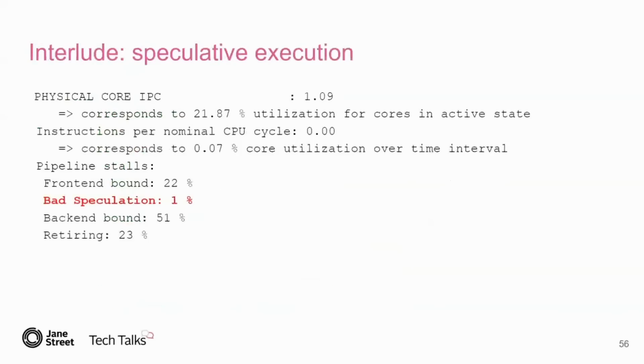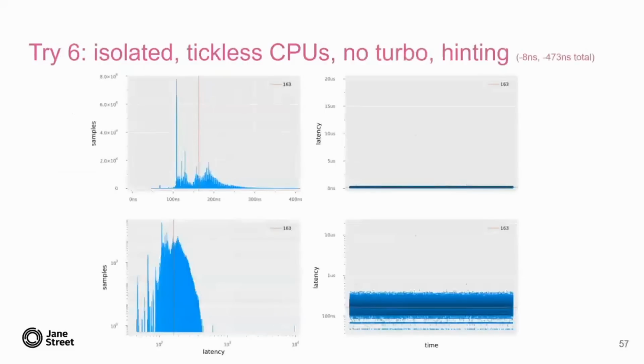And the bad speculation has gone down to 1%. This is much better. This is now within a range that Intel would consider good. How do the numbers look? Well, we got another 8 nanoseconds faster. The 3 peaks that we saw sort of have collapsed into 1. We still have some noise.